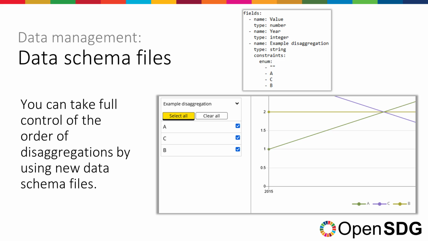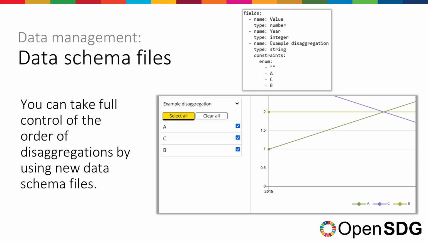Using data schema files, you can now take control of the order of disaggregations used in your data. Normally, the disaggregations, which appear on the left sidebar and below charts, appear in alphabetical order. However, you can use these new data schema files to display these disaggregations in any order that you choose.